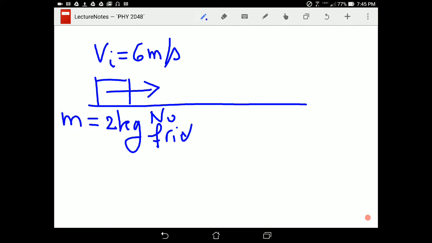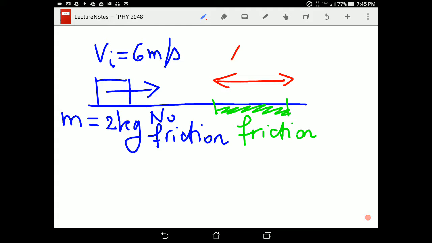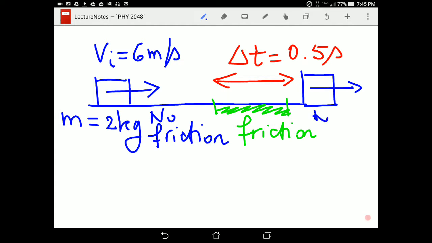Then suddenly it reaches a point where there is a rough patch. Suppose that from here to here there is friction, so we have friction to worry about over this range. The box is going to go across this length in a time, delta t, that let's say is 0.5 seconds. The question is the following: what is the velocity of the box after it goes over the patch and goes back to a surface where there's no friction? What is the final velocity here?